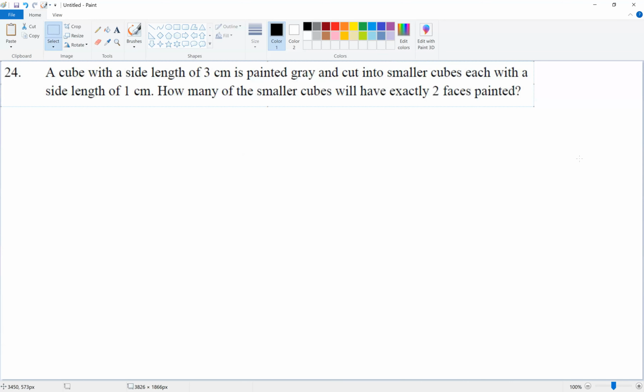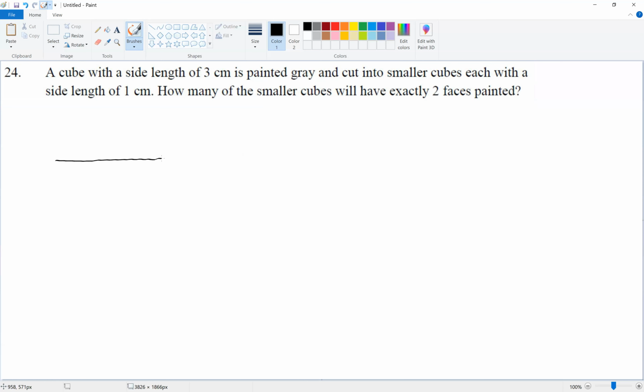Number 24, Tommy. A cube with a side length of 3 centimeters is painted gray and cut into smaller cubes, each with a side length of 1 centimeter. How many of the smaller cubes will have exactly 2 faces painted?